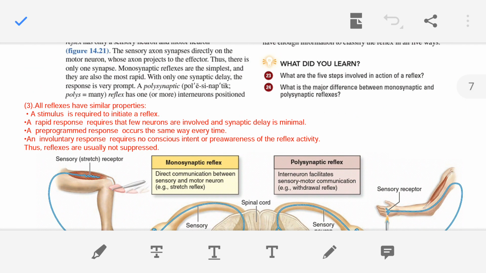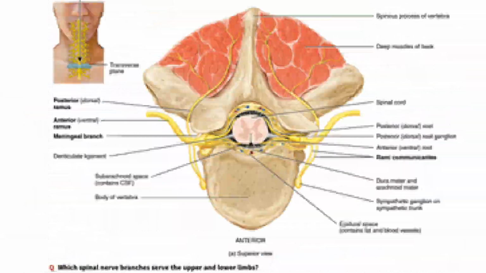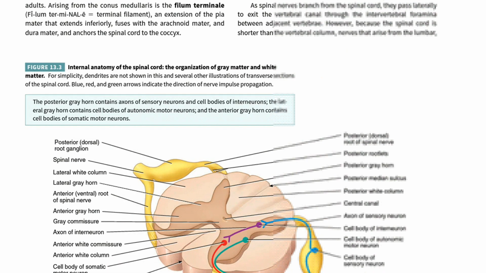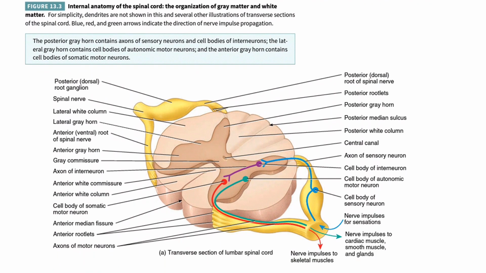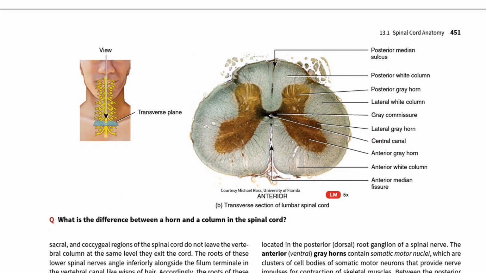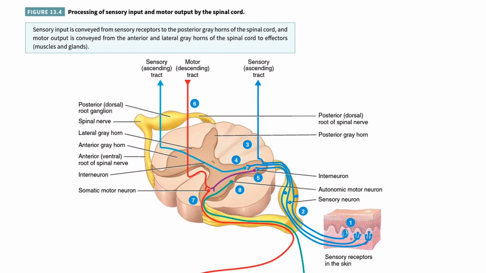Now I would like to show you some figures. See, this figure is the cross section of the spinal cord. This is also a cross section of the spinal cord. Now in this figure, the process of sensory input and motor output by the spinal cord is shown.